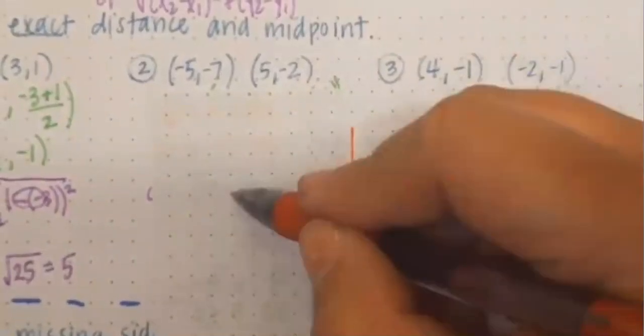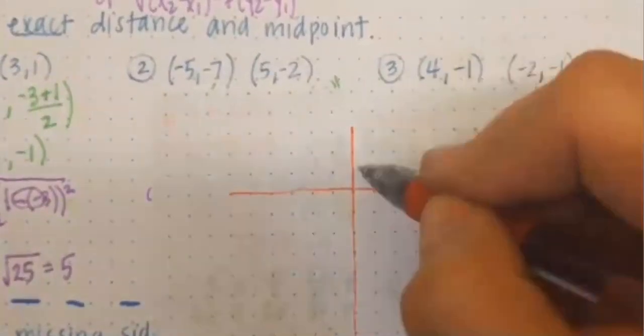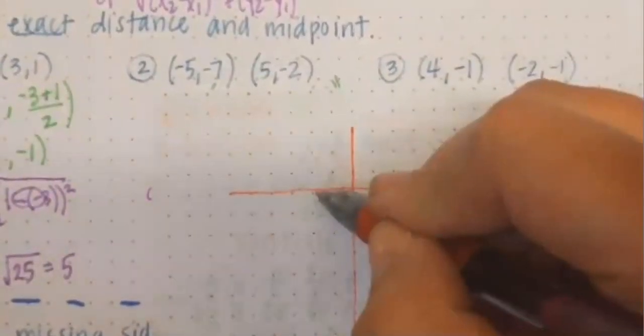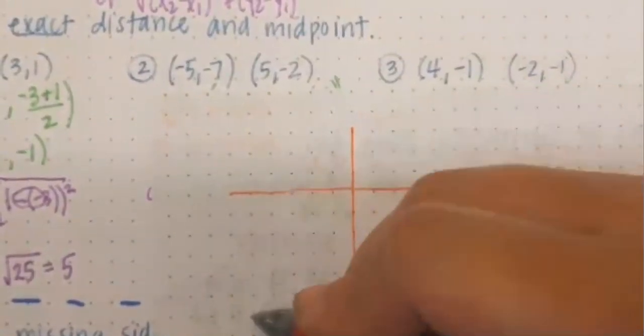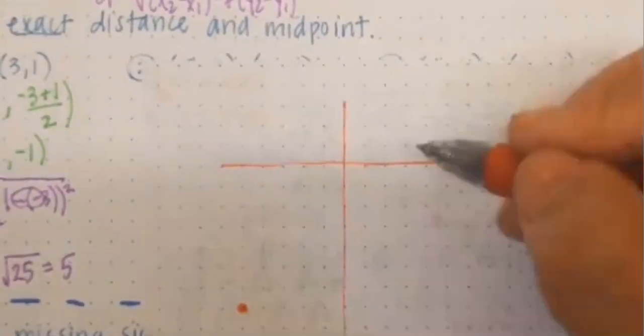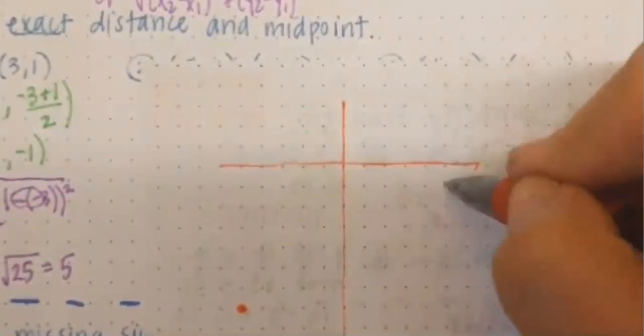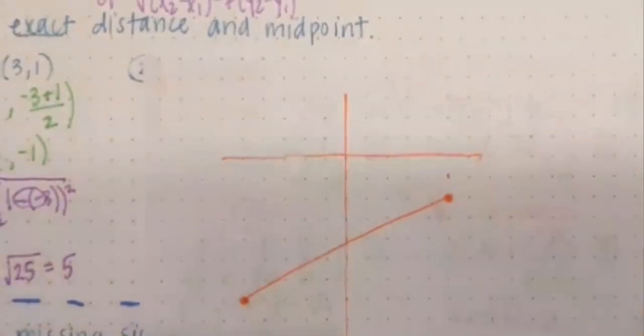Come down here, way down here. All right, so I've got -5, 1, 2, 3, 4, 5, 1, 2, 3, 4, 5, 6, 7. So there's a point, and then 5, -2. So 1, 2, 3, 4, 5, -2. All right, so here's the segment I'm trying to find the distance of.